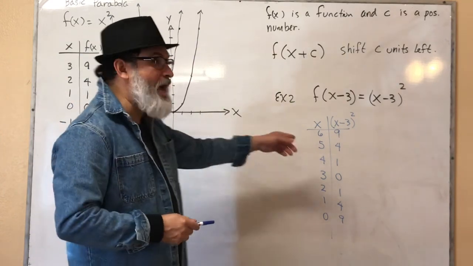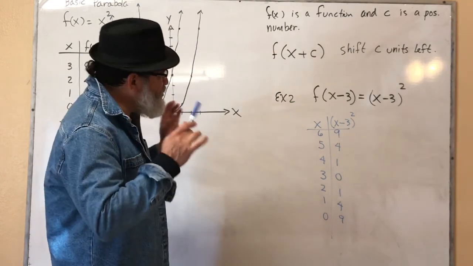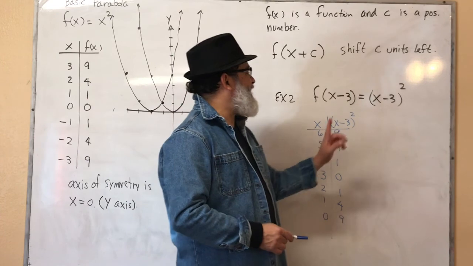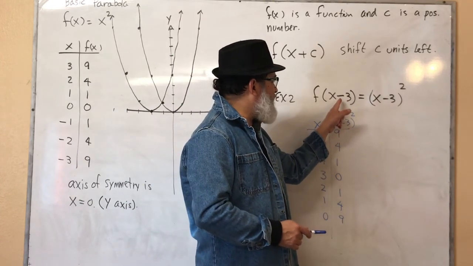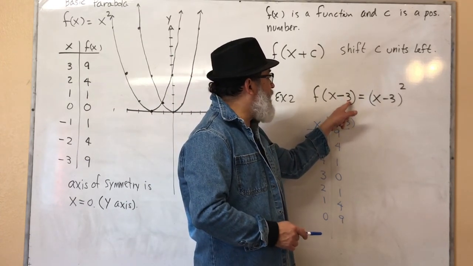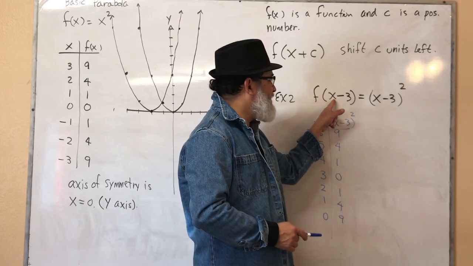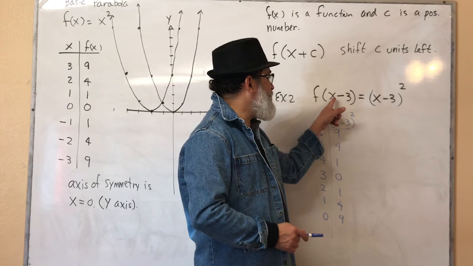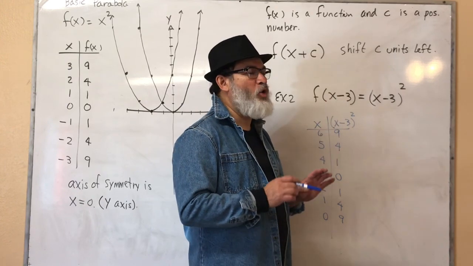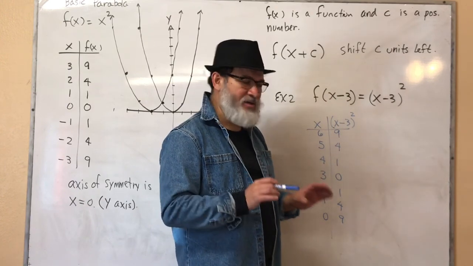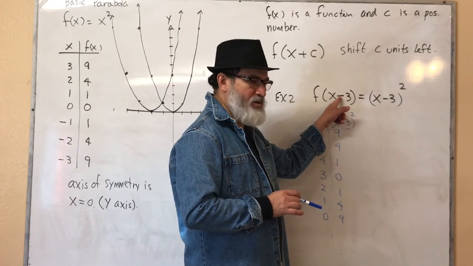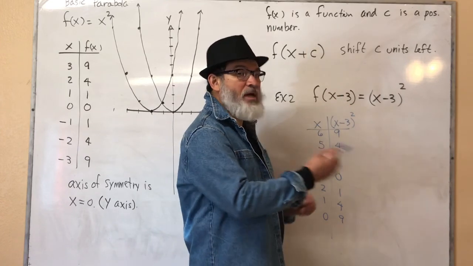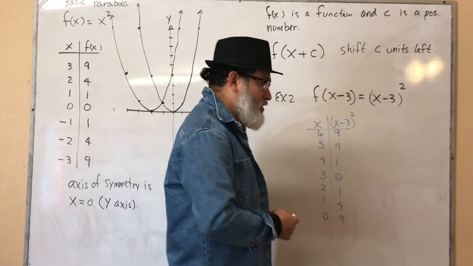I'm going to graph this now. I'm trying to show you guys that when you subtract a positive number, 3, from the argument, that is a horizontal shift in the opposite direction, 3 units to the right. Okay? That's what I'm trying to show you.